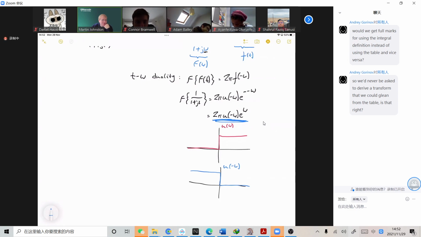Okay. So the question comes in: we're asked to derive a transform that we could glean from the table. Yes, you could. If the question says prove that the Fourier transform of something equals something, then you would have to prove it mathematically, but only if the question specifically asks you to do that. If it doesn't, you just use a table. But I could ask you to prove the Fourier transform of something that's on the table.